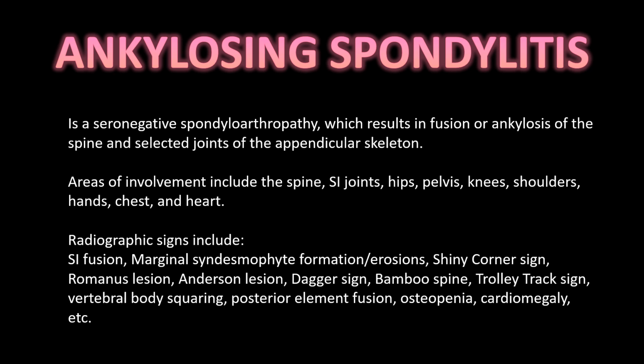Radiographically, there are a lot of very particular or characteristic radiographic findings that are seen with AS. And these are not limited to SI fusion, syndesmophyte formations, the shiny corner sign, Romanus lesion, Anderson lesion, dagger sign, bamboo spine, trolley track sign. You can get squaring of the vertebral bodies, posterior element fusion, secondary osteopenia, cardiomegaly, all kinds of things. So a lot of radiographic findings with AS.